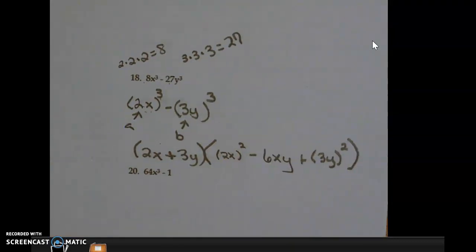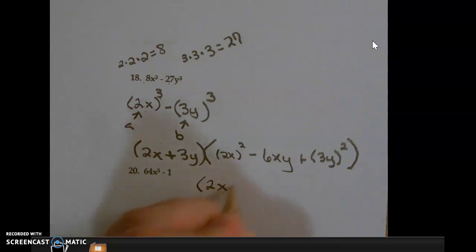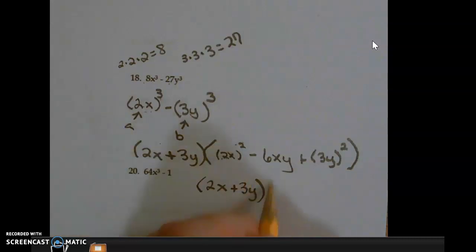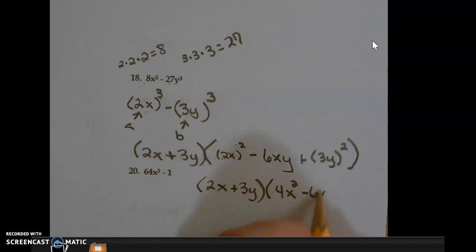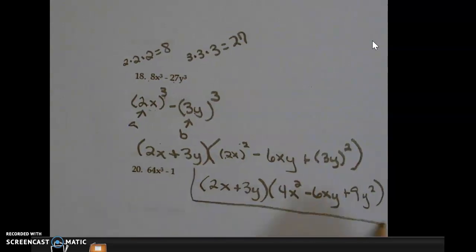Now let's rewrite this. 2x plus 3y. 2x squared, 2 squared is 4. x squared is x squared. 3 squared is 9. y squared is y squared. And there's your two factors.